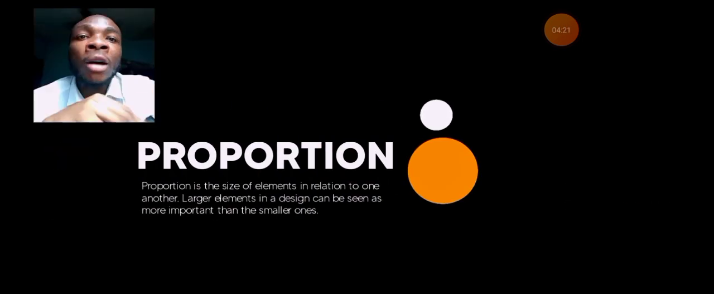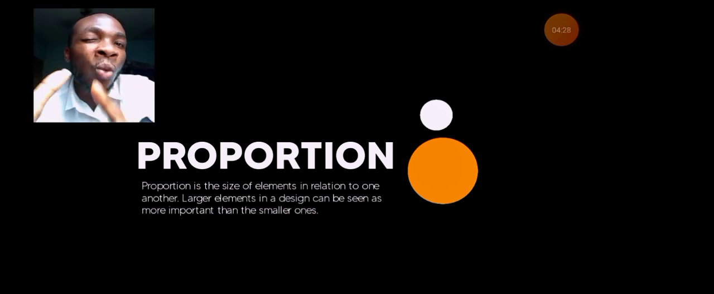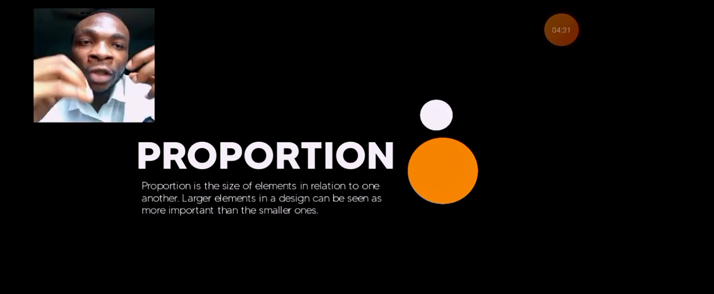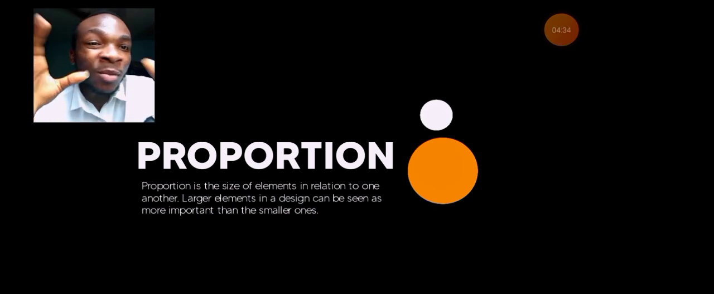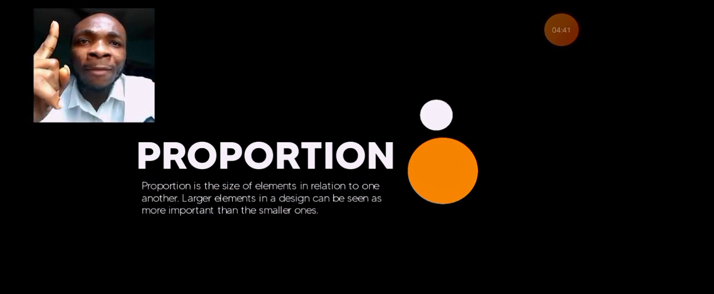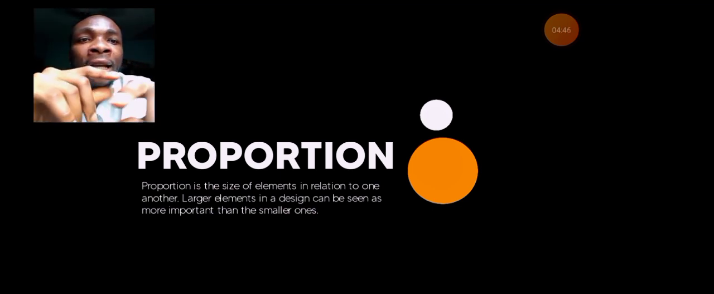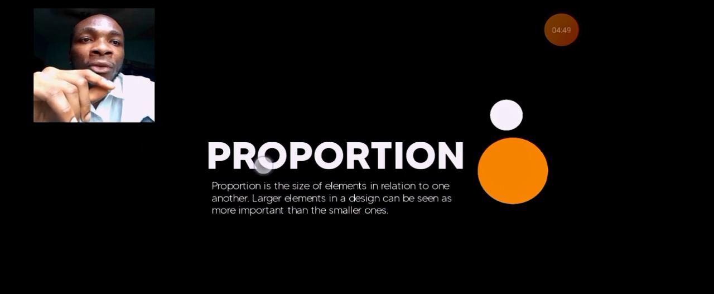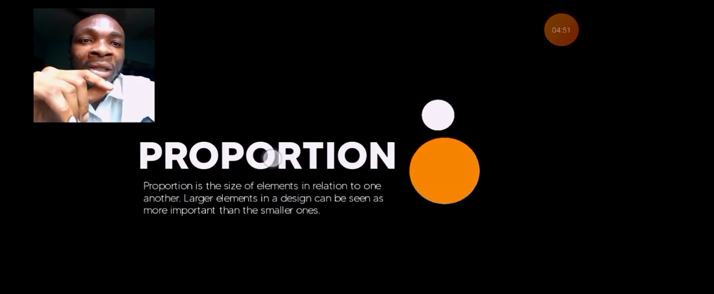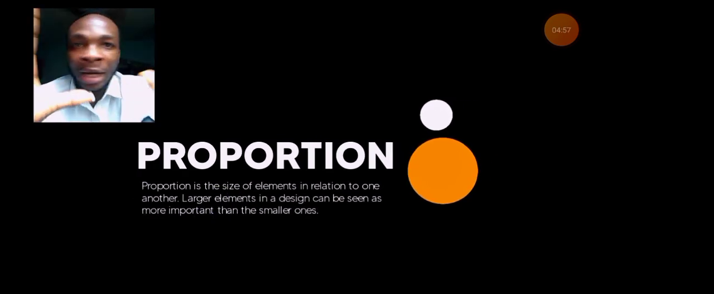The next principle that I'll be talking about is called proportion. Now, proportion is the size of elements in relation to one another. Larger elements in a design can be seen as more important than the smaller ones. You understand? So let me try to break this down so you get it. In a design, all the elements cannot be one single size. For instance, you can see that I used a big font for this particular text, which is proportion, and then I use smaller fonts here. That is what proportion actually means.